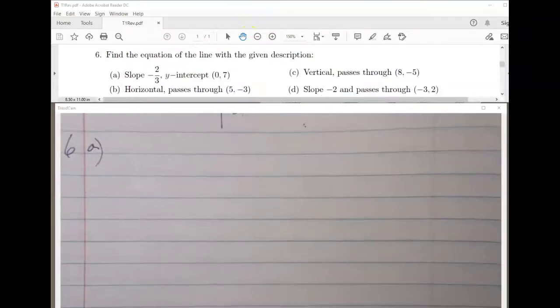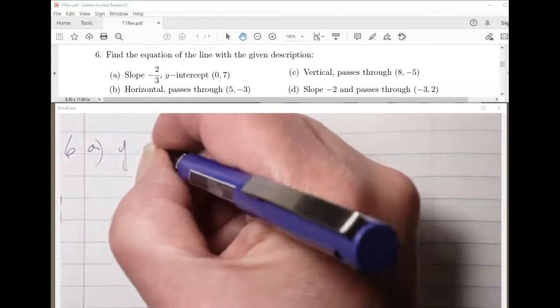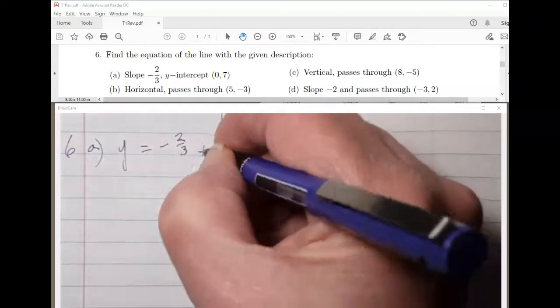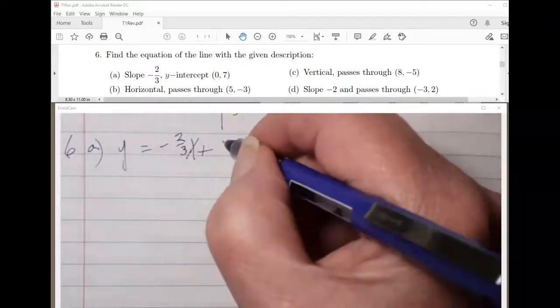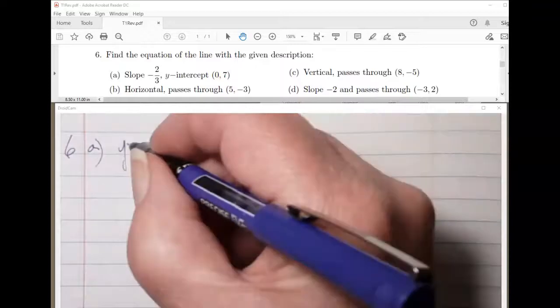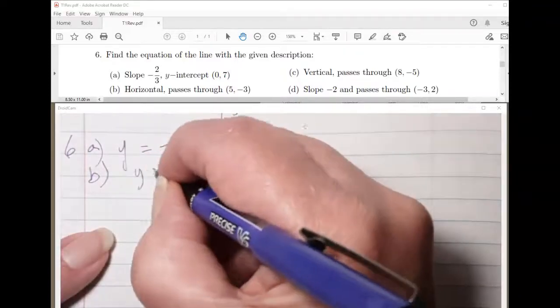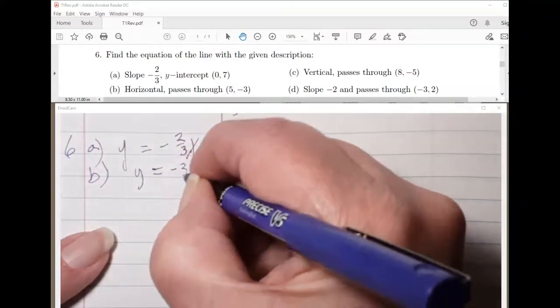For 6a, we have a slope of negative 2/3 and a y-intercept. So we can use y equals mx plus b. So y is equal to m, which is negative 2/3, and we need an x, negative 2/3 x plus b, which is 7. And we're done. Part B says we want a horizontal line. Well, horizontal is y is equal to something, and it needs to go through the point, so y has to be equal to negative 3.